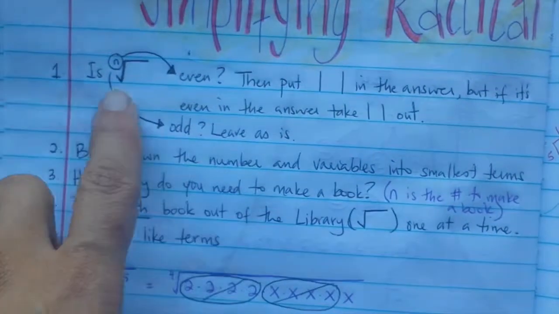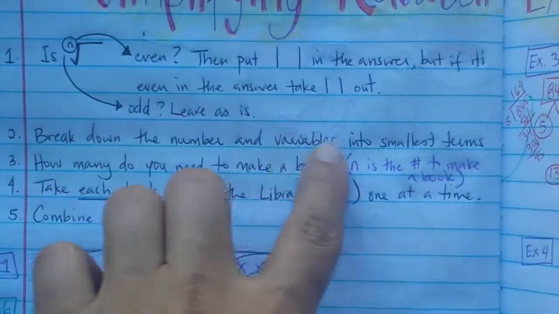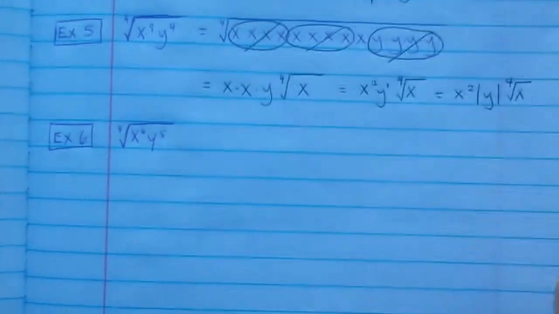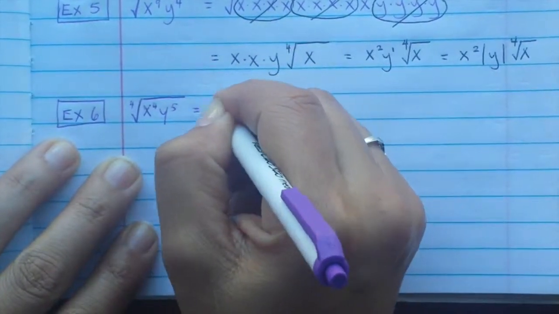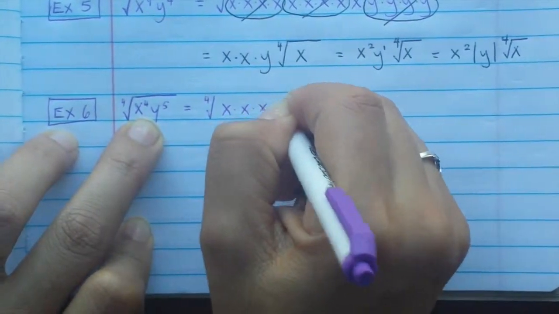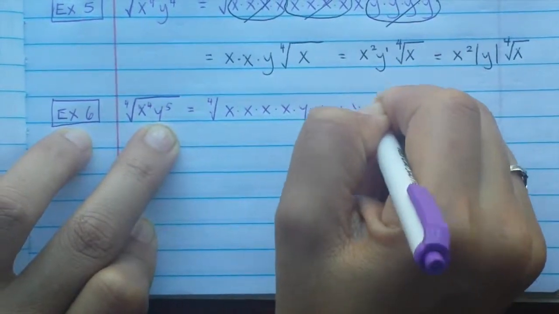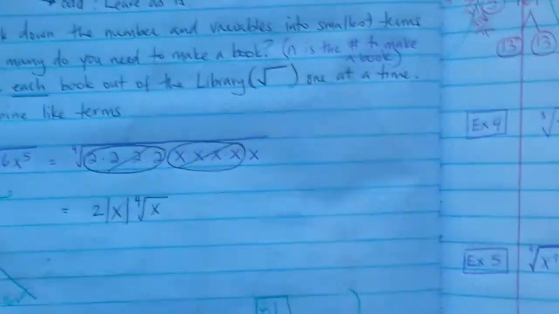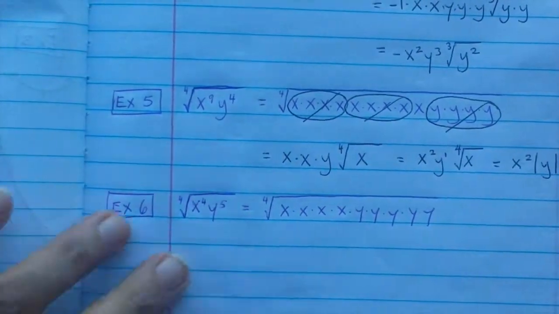So again, is it even or odd? It's even. So there's absolute value in the answer unless it's already even outside. Alright, so let's break it down. So it's going to be 4 x's and 5 y's. And this time how many do we need to make a book? 4. So I need to circle 4, and that's 1 book.